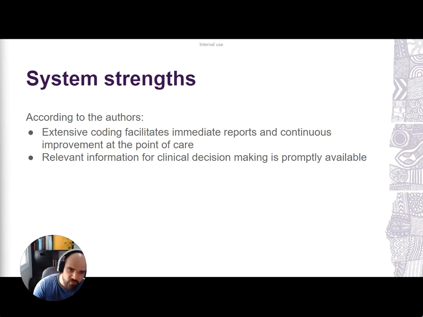So according to the authors, what contributed to the decrease in mortality was the extensive coding of conditions and procedures, which facilitated immediate reports and continuous improvement at the point of care. Also, all relevant information for clinical decision making was always promptly available.